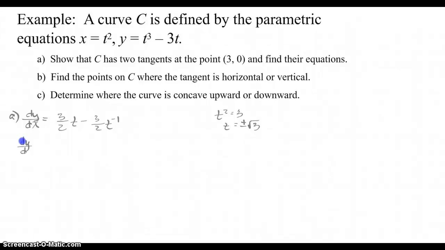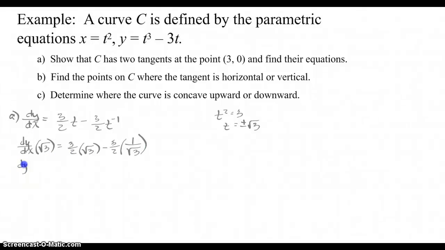We were plugging in positive root 3 for t to find the slope of the tangent line there. So 3 halves times positive root 3 minus 3 halves, and I was going to just go ahead and write that as a fraction. This more than likely would have been a calculator active question because that is pretty hairy. But there's one slope of the tangent line.